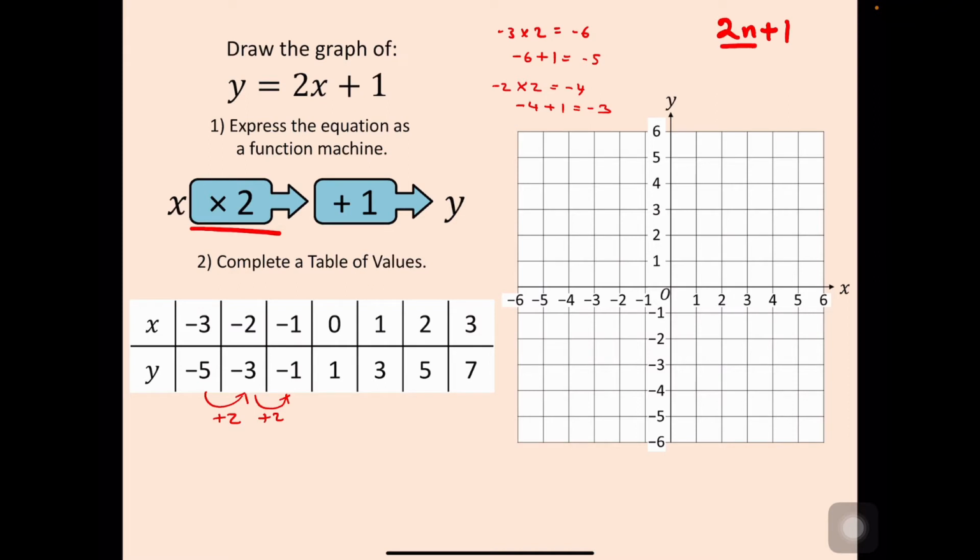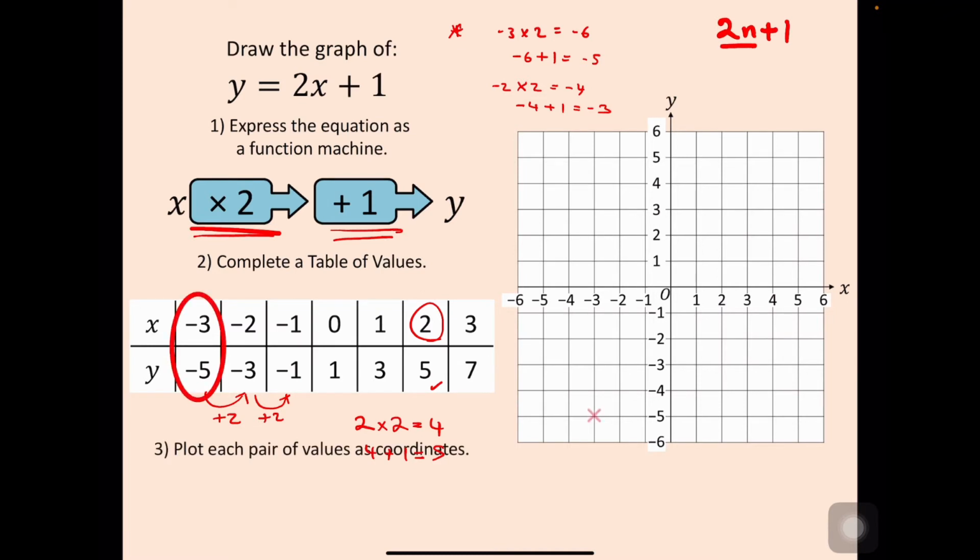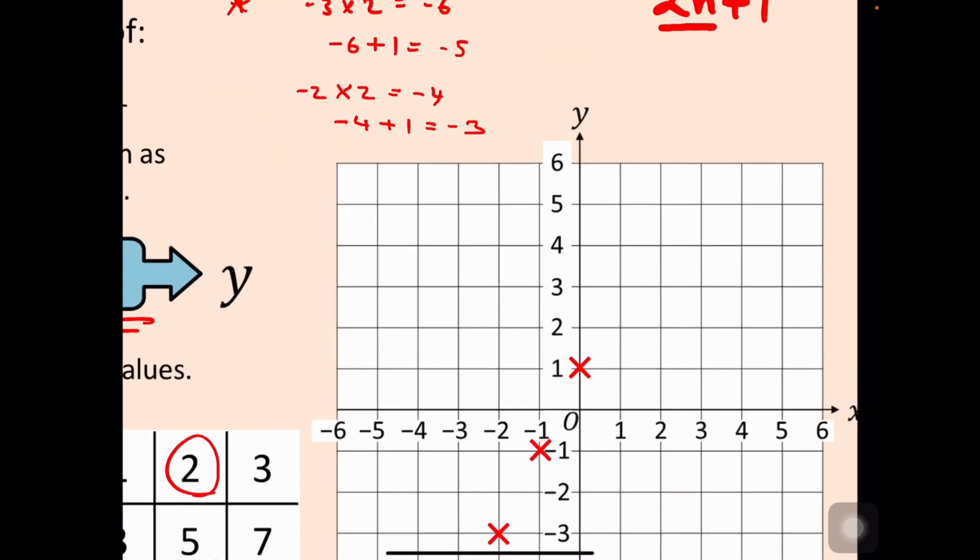And again, if I were to check that using our substitution method, 2 multiplied by 2 is 4. So we've multiplied by 2, then we need to add 1. 4 add 1 is obviously 5. So that's right. Now we need to plot each pair of values as coordinates.